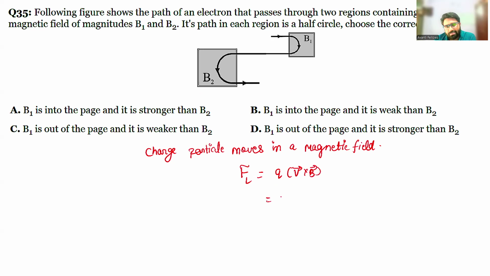So for an electron, this force will be minus of V vector cross B vector. Now, B1 and B2 are not given. What is the direction of B1? The direction of velocity is always given to you. If I talk about this B1, the electron is entering this region with a horizontal velocity. So this is the velocity.